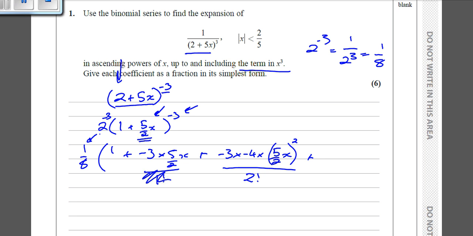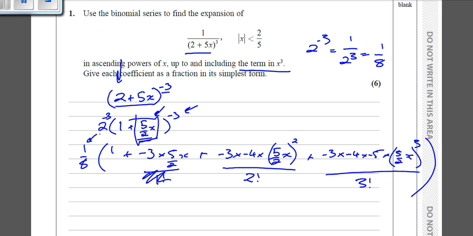Then we do the next one. So it's going to be the power, which is minus 3, take away 1, which is minus 4, and then we've got to take away another one, because we did minus 3 times minus 4 last time. So, sorry, that's times by minus 5, times by the x. Now, by the x, I mean everything there. So it's going to be 5 over 2x. This time it's cubed, and over 3 factorial.